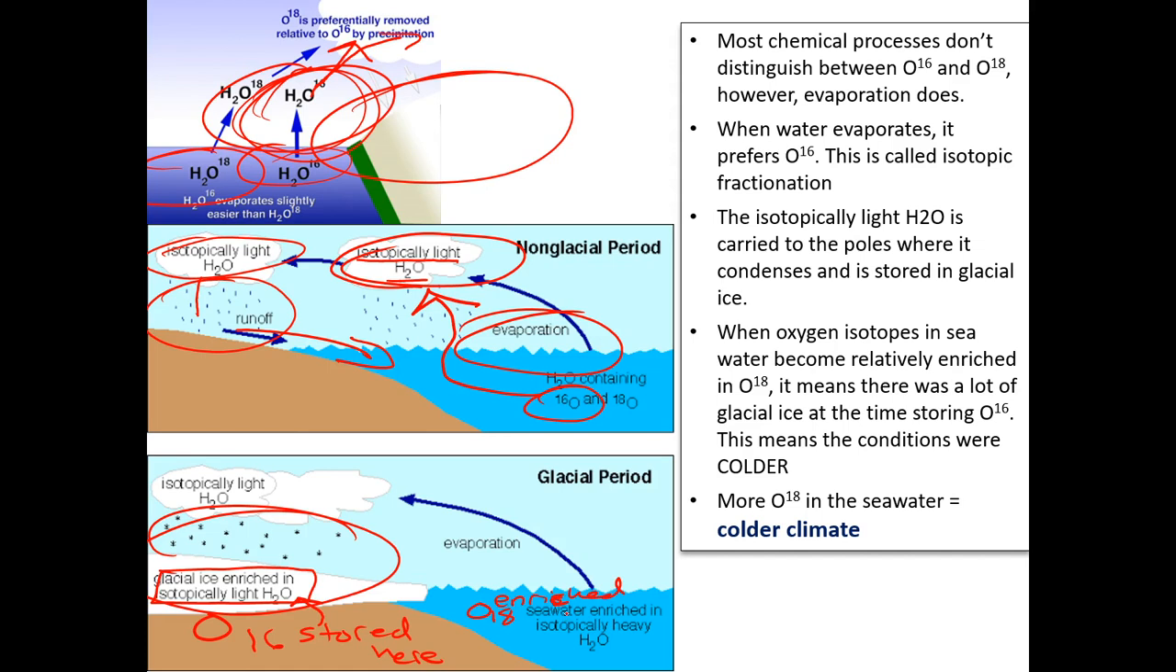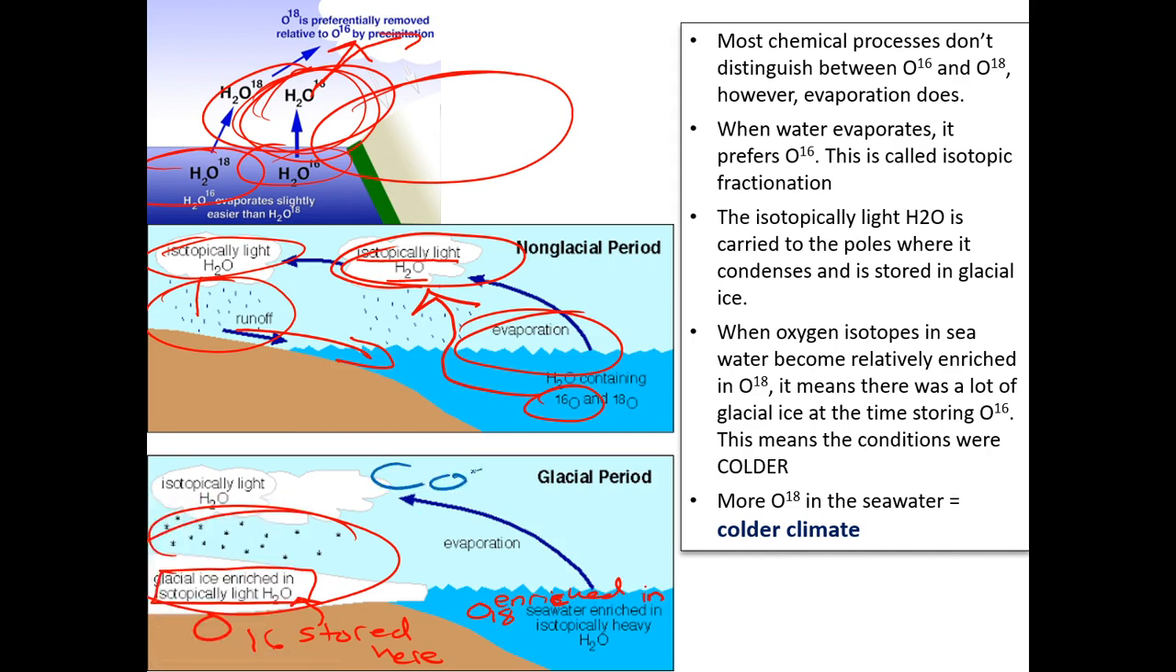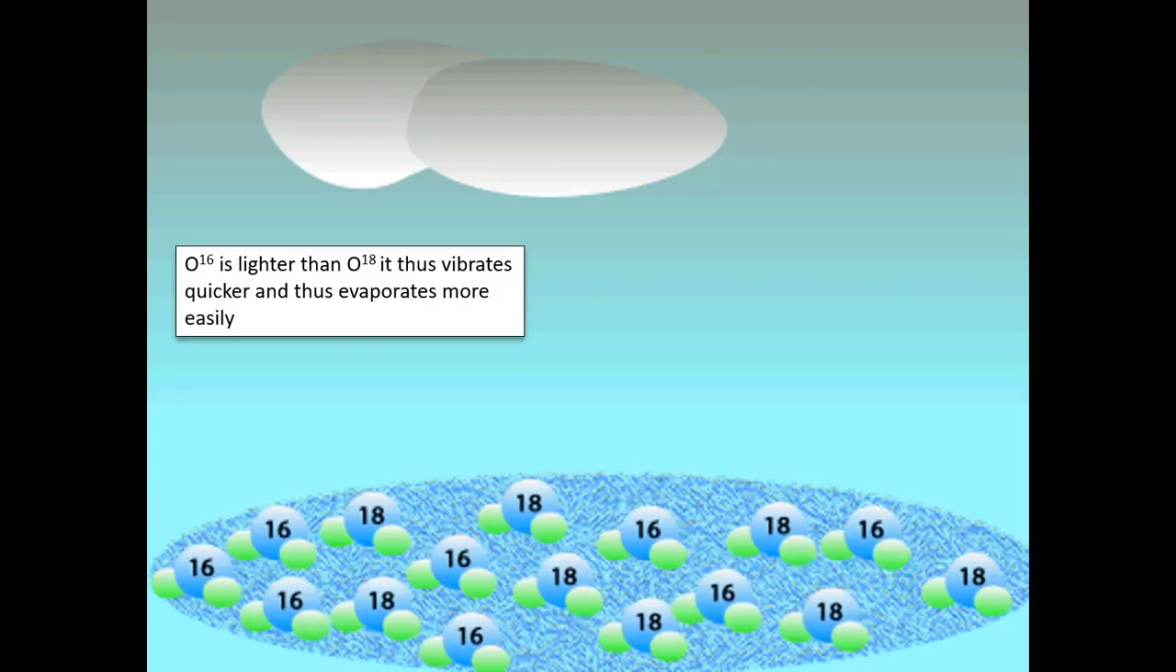Oops, I made an S instead of a... Enriched in oxygen 18. So when it is cold, we get enrichment of the ocean water in oxygen 18. When it's hot, we get no enrichment. Okay, so we get basically less O18. Cold, more O18. That's all you really need to understand about this: when it's hot, we get less oxygen 18. When it's cold, we get more oxygen 18. Okay, so there you go.